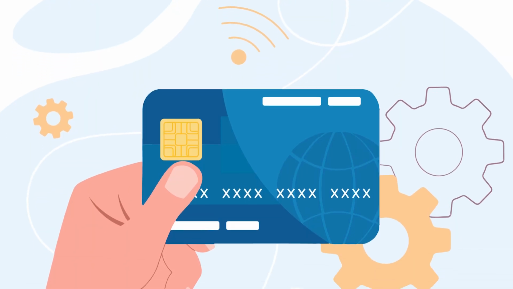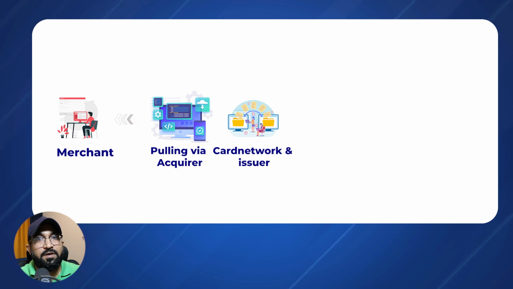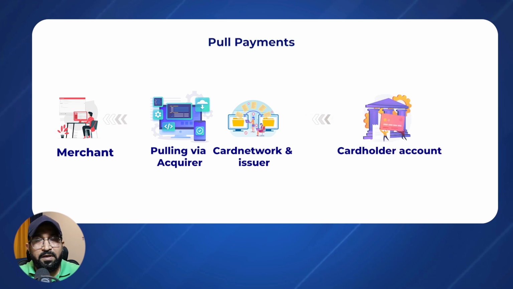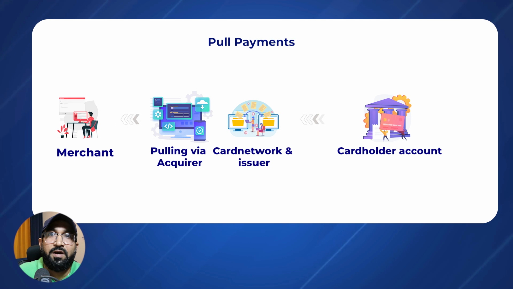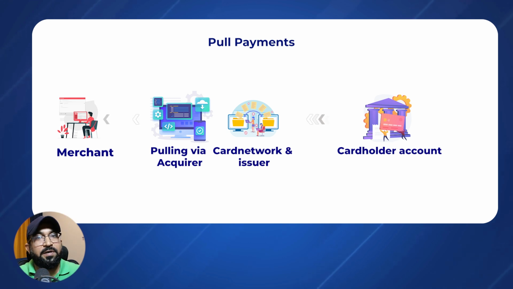So when you as a cardholder insert a card or tap a card on any point of sale terminal, the transaction is initiated from the merchant device, that is a point of sale terminal which is owned by a merchant or by an acquiring bank, right? So in that case, the transaction goes all the way from the point of sale terminal to the acquirer, then card network and issuer, and they pull the approval for this financial transaction from a cardholder account.